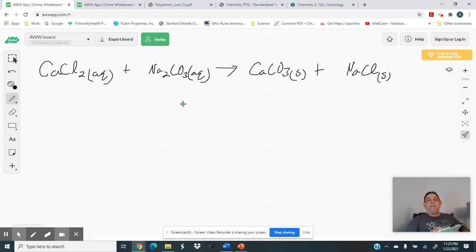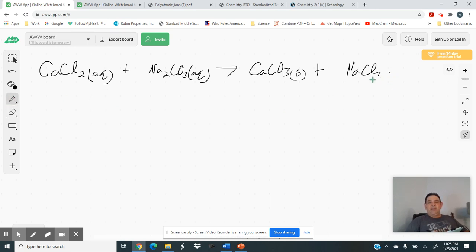All right, so step 1 said, first off, let's take a look at this chemical equation. This chemical equation right here says calcium chloride, which is aqueous, reacts with sodium carbonate, which is also aqueous. Just like we saw in that last example. And it forms calcium carbonate, which is solid, plus sodium chloride, which should be aqueous. Let me fix that real quick. I don't want to start this video from the beginning.